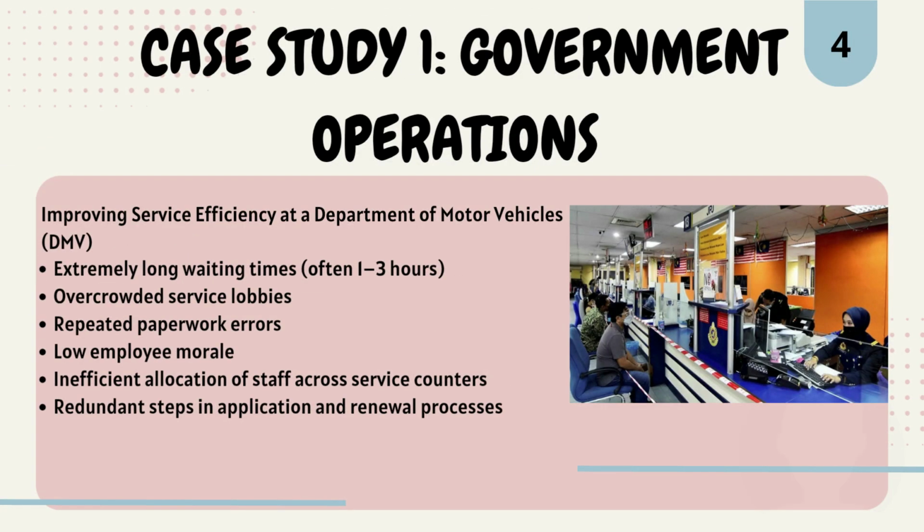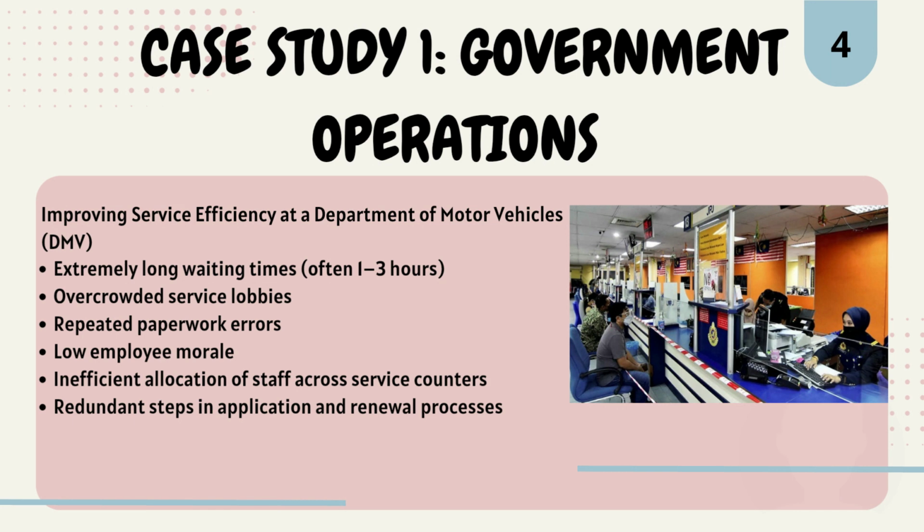Next, I'll be presenting a case study that demonstrates how industrial engineering principles can greatly improve government operations. In this assignment, our focus will be on the Department of Motor Vehicles, or in Malaysia, Jabatan Pengangkutan Jalan Raya, which is commonly known as the JPJ. It is an organization often criticized for long wait times, inefficiencies, and customer dissatisfaction. This case study will show how industrial engineering can transform such a system into a much more efficient and user-friendly service.